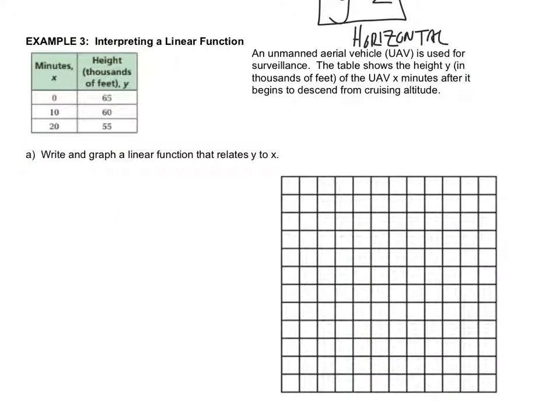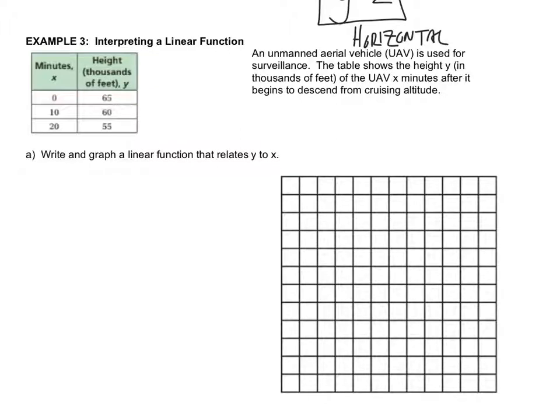So next we want to look at this word problem. The UAV is used for surveillance, an unmanned aerial vehicle, kind of like a drone. The table is showing the height in thousands of feet. We want to keep that in mind when we start talking about what this is telling us. And the x is the minutes after it begins to descend from cruising altitude.